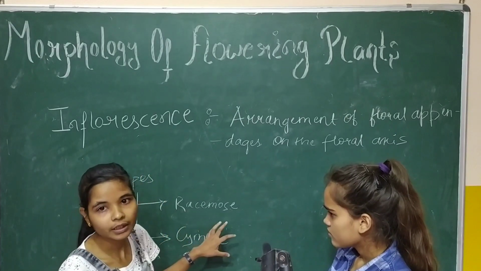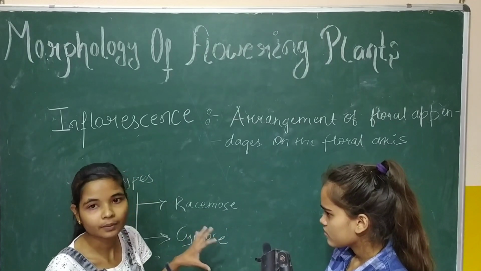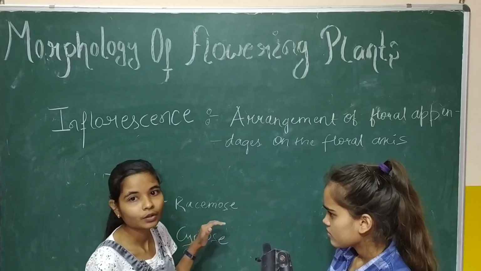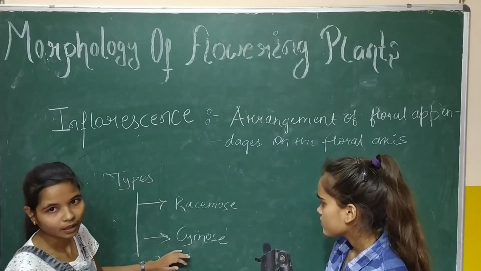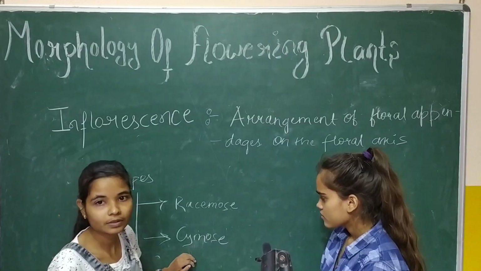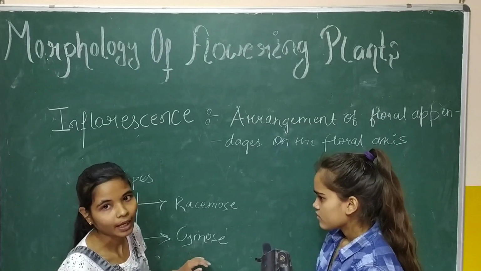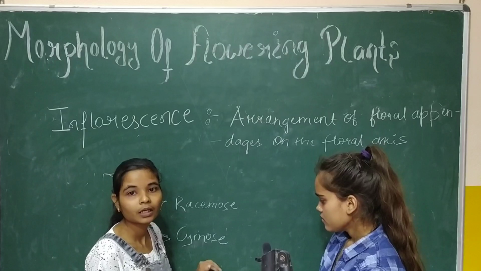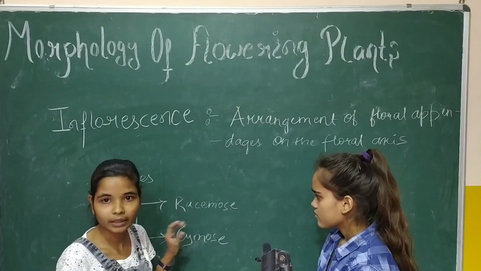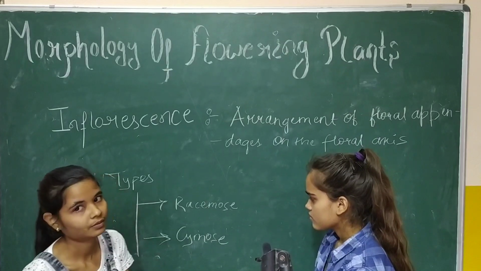The acropetal order is simply an order in which the old flowers are located at the basal part and the new flowers are located on the terminal parts. And if we move ahead to cymose, then in the case of cymose, the main axis stops growing after a period of time, and here the flowers follow basipetal order. In basipetal order, the old flowers are located at the terminal portion and the new flowers are located on the basal portion.